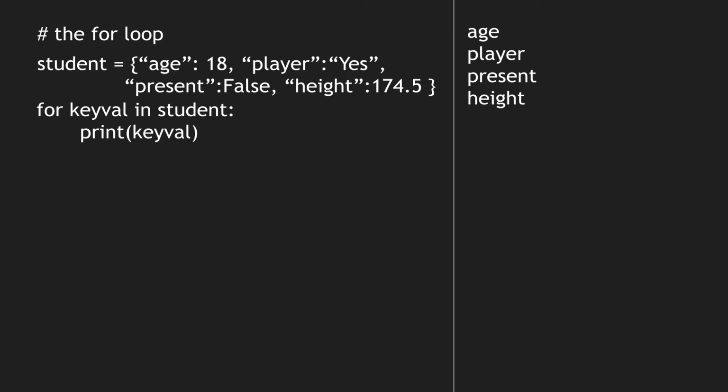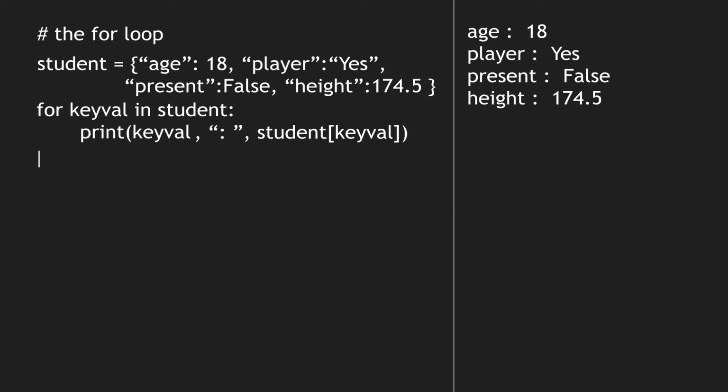So for key in student, we'll say print key, and then comma, and then colon with some space, and then student key, and then close the bracket. Think about it. It makes total sense.